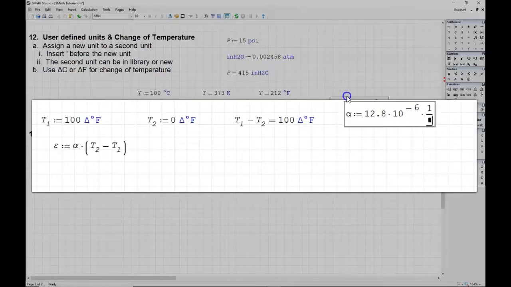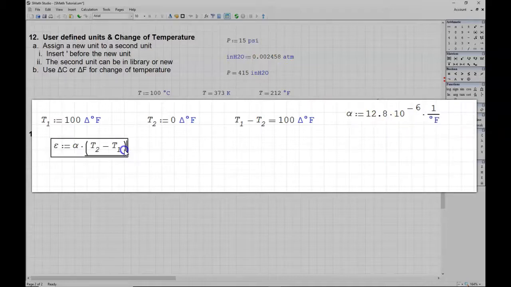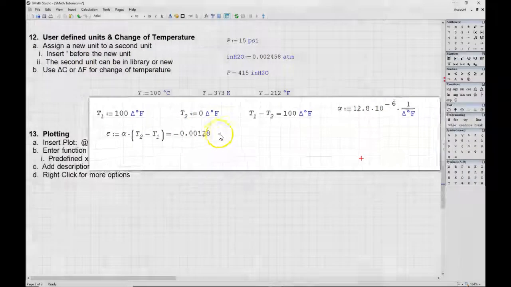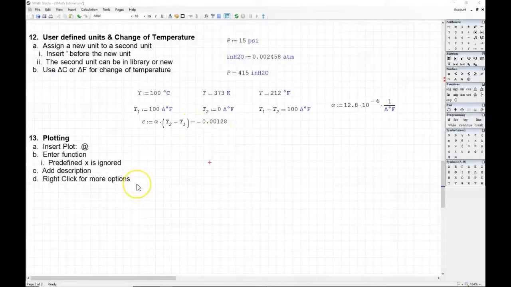1/degree F. Now, if I were just to put the degree F in there, we may get a problem, seeing our units don't match. So let's make sure that this is delta. And here is our thermal strain. So we can see when the original temperature is 100 degrees and then changes to 0 degrees F, that results in a negative thermal strain.